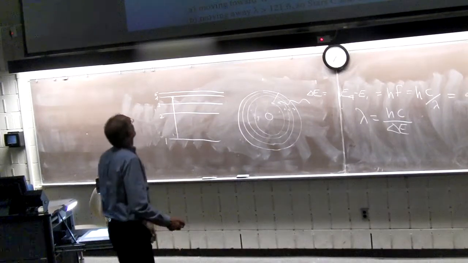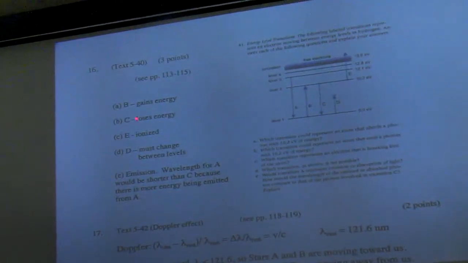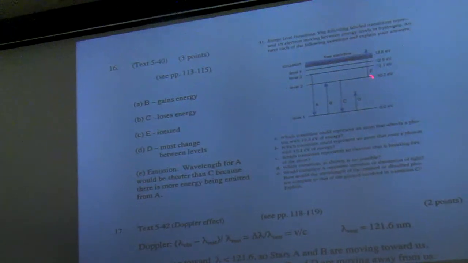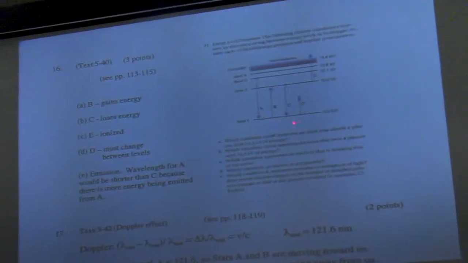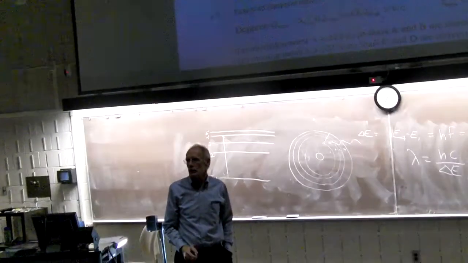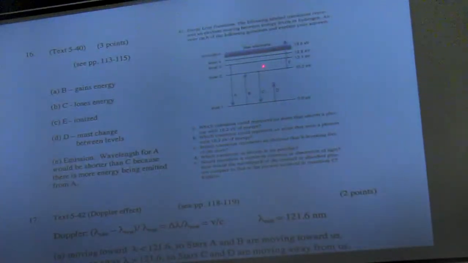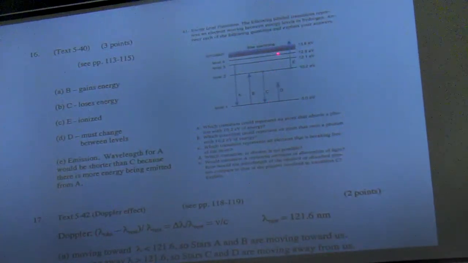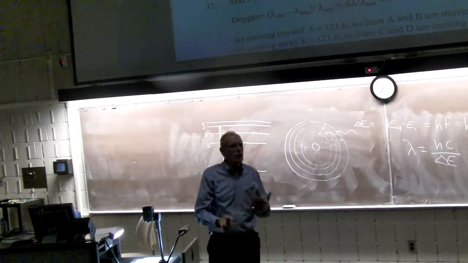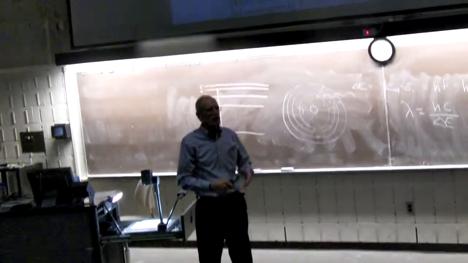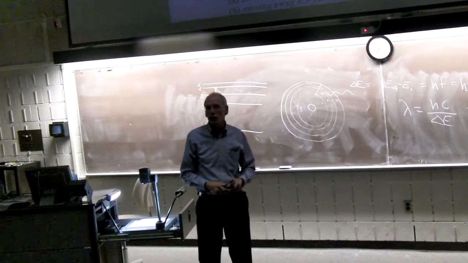So this problem, let's see, B gains energy. I don't have the exact question in front of me. C loses it. E is ionized because it jumps out of the atom. D is not permitted. You have to go up a full level. And by the way, when it comes down, it can come down in small steps or big steps, all the way down. And in more technical physics, there are certain probabilities of what it will do.